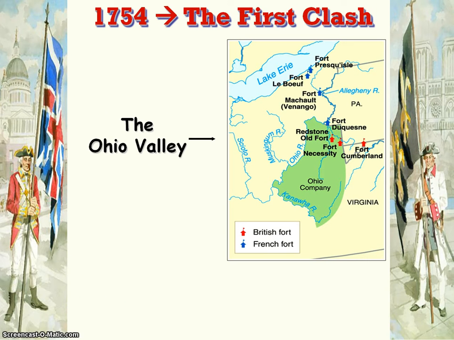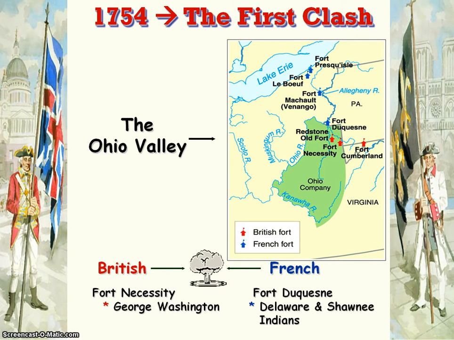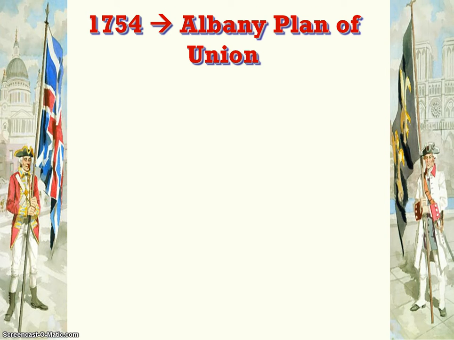1754 was pretty much the first clash. This is what really triggered and started the war. If you look right here, this is Fort Duquesne. We read about that. And here you have Fort Necessity, built by George Washington, and he gets introduced for the first time, and the British and the French clash, and next thing you know, you have George Washington taking on a fight against the Delaware and the Shawnee Indians along with their French allies. He does get captured, and this is kind of the first event that triggers the war.